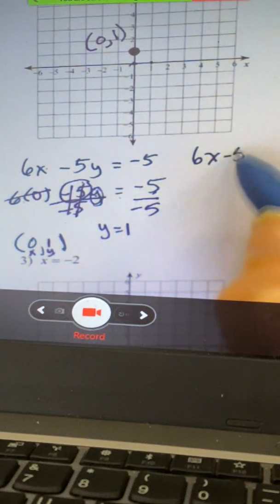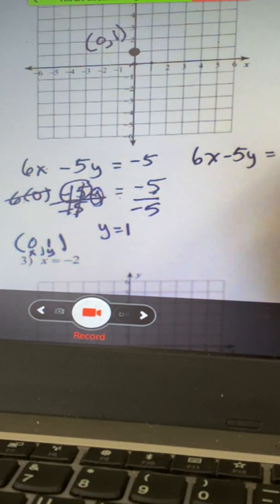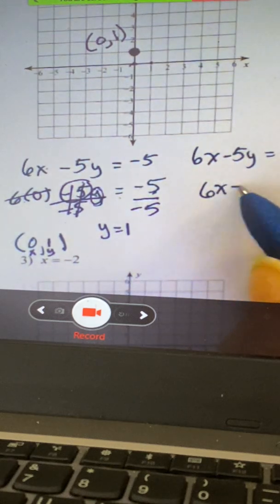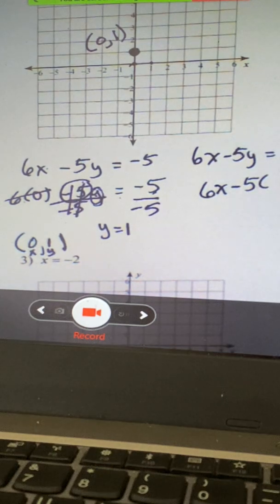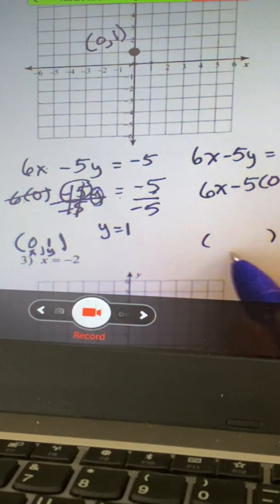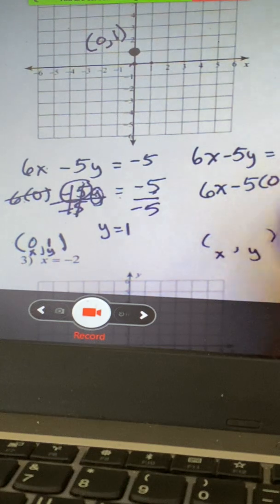Now we're going to work this problem again. 6x minus 5y equals -5. What do you think I'm going to do? Good. I'm going to put 0 in for the y. Plug in my 0 for the y. So in my ordered pair, it's going to look like something, which is my x, comma, my y is 0.